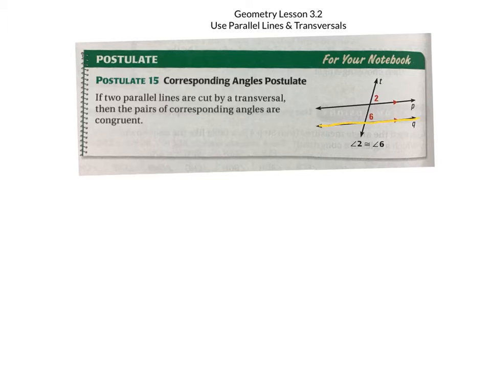Basically, when you look at the parallel lines and the transversal, corresponding angles are the angles that are on the same side of the transversal, in the same spot at the parallel line. So for example, 2 and 6 here, and all Postulate 15 is proving is that they're equal to each other, they're congruent. So if I know the measure of angle 2, I know the measure of angle 6. Okay? That's the short version of what that means.